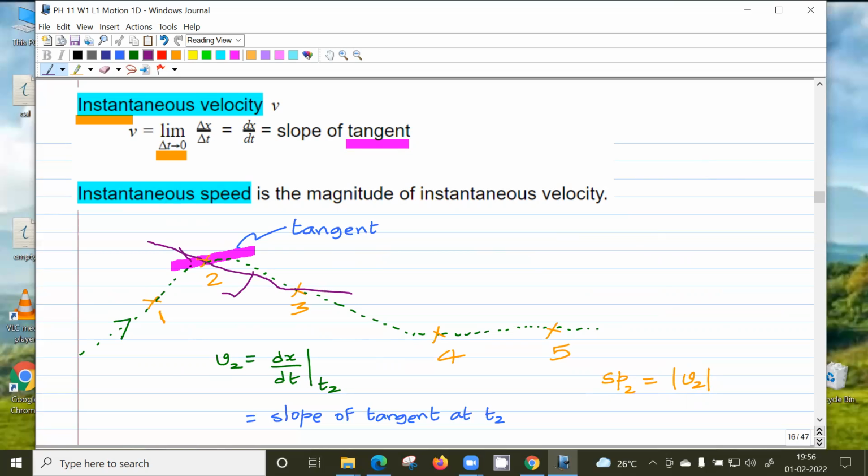Okay. If you want to get instantaneous velocity, you have to mention the time instant. If you have to get the average velocity, you have to maintain the time interval. So I have to say average velocity in the time interval between t2 and t3. But if you have to say instantaneous velocity, I have to say instantaneous velocity at t2 or instantaneous velocity at t3 or t4, t5 like that.